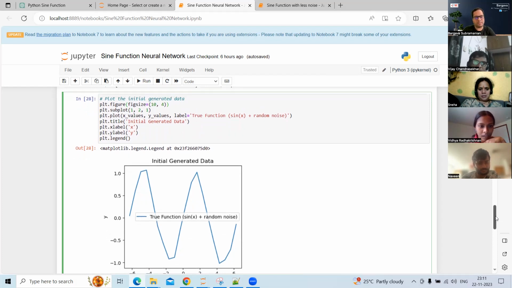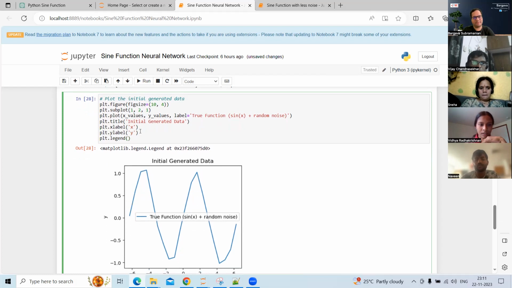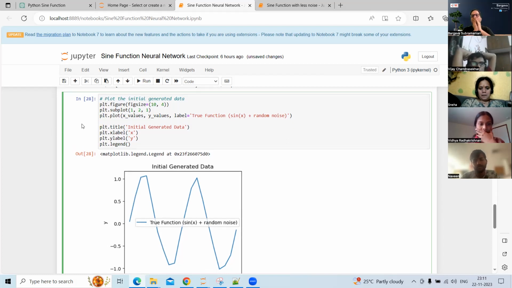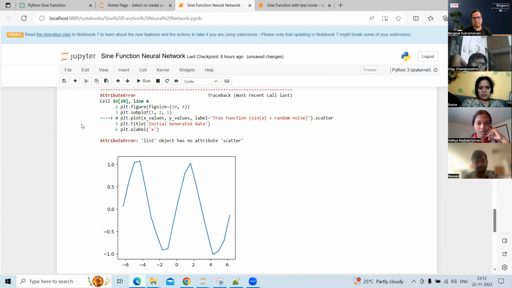For 20 points, I think you just have to do plt.scatter. Can you just write dot scatter? Third line, the fourth line. PLT dot plot. No, you already have it there. Okay, here. Dot scatter. Got it. Is it there? Oh, yeah, correct. Run it, just run that bit.